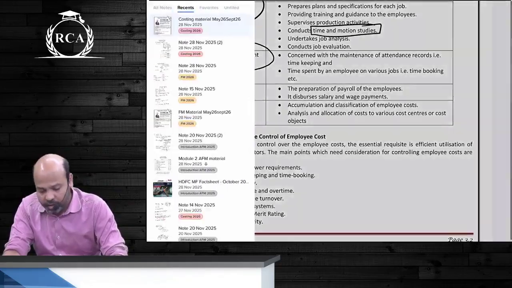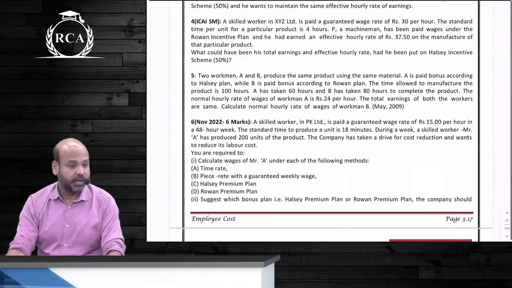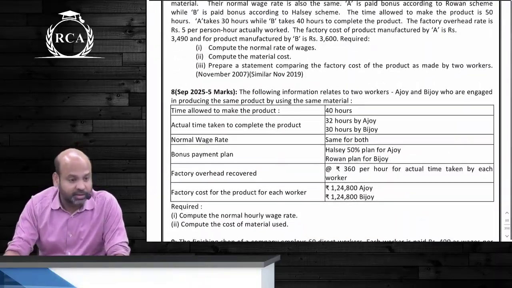Yes or no? Let's solve questions, guys, on effective wage rate per hour, then I'll come to the other theory part. ठीक है बेटा धैर्य चलेगा ना?